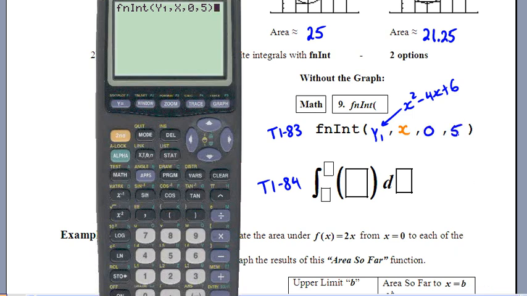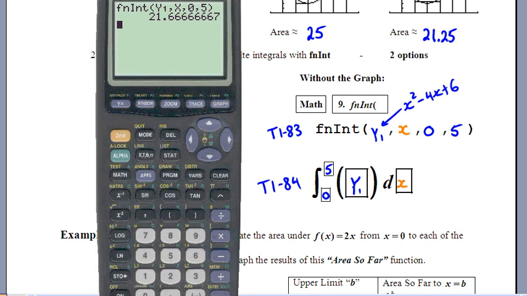5. Now, if you have a TI-84, here's where everything goes. The 0 would go here. The 5 would go there. The x goes after the d. That says all the little ribbons have a width of dx. And in here is where you're going to put your y1, where you're going to put your function. If it's already in your graphing equations, you can say y1, or you could actually go and physically type in x squared minus 4x plus 6. Then you can hit enter, and it figures it out. Of course, it gives you the same answer, 21 with 6s repeating.